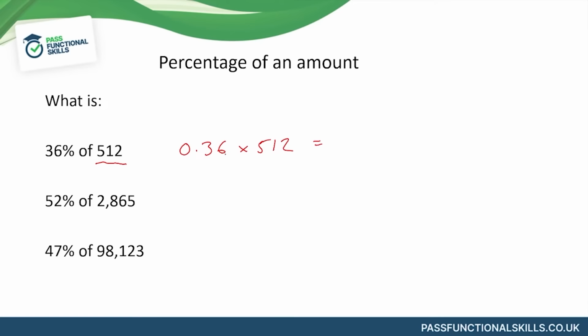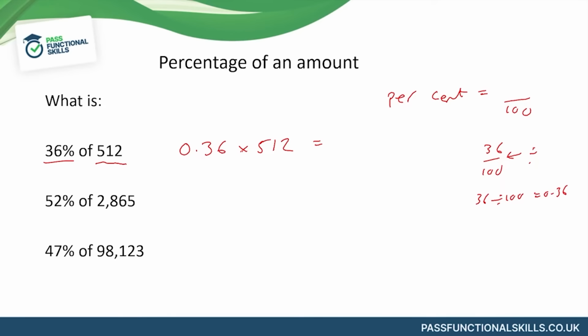Now, before we calculate this, where does the 0.36 come from? Well, if you want, you could just see it as 36 divided by 100. In other words, this is the decimal equivalent of 36%. What does percent mean? Percent means out of 100. So 36% means 36 out of 100. The line in a fraction means divide, and 36 divided by 100 is 0.36. As I say, it's the decimal equivalent of 36%.